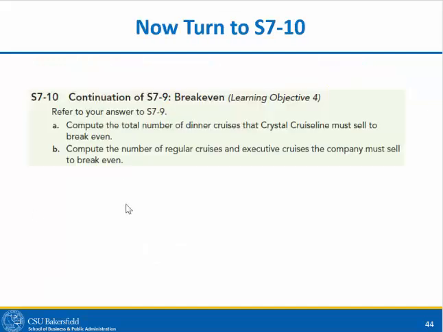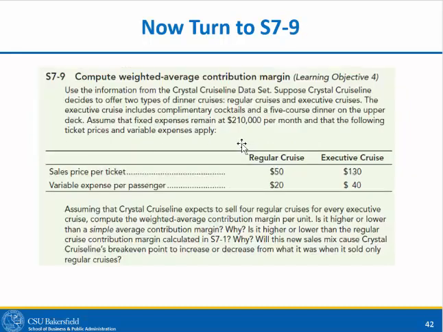Next, remember what happened last time. Compute the total number of dinner cruises that Crystal Cruise must sell to break even, and also compute the number of regular cruises and executive cruises the company must sell to break even. So we're going to actually deal with the break-even issues here. First of all, we have to go back to the question to find out what the fixed expenses are. It's $210,000 per month.